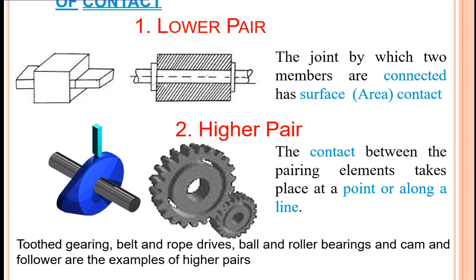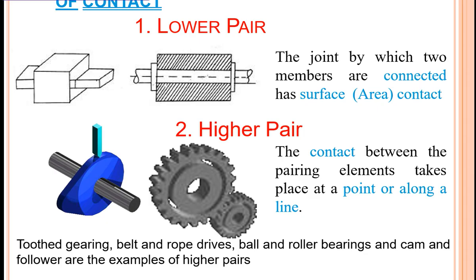If it's a higher pair, you can see the contact between the pairing elements takes place at a point or along a line. So here you can see a spur gear which has got a line contact, a bigger gear and a smaller gear, and you can see a cam which is connected to the shaft, where the cutting tool or the pointer is at the top surface. So when the cam rotates, it is going to actuate the valve to open and close so that it can output the charge inside the cylinder. So this is what the higher pair and lower pair indicate.